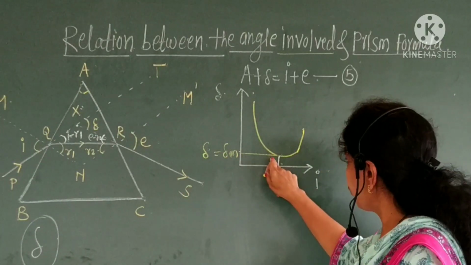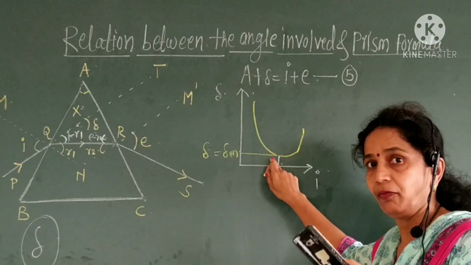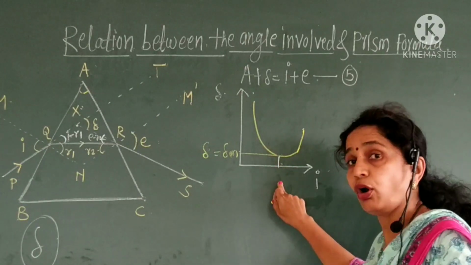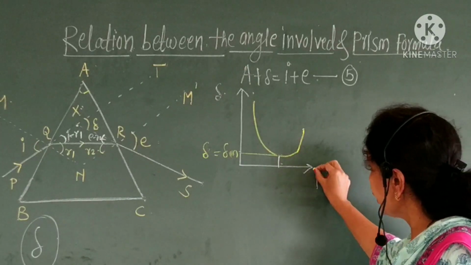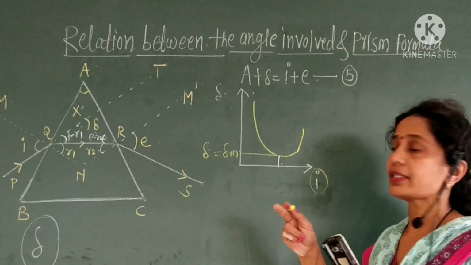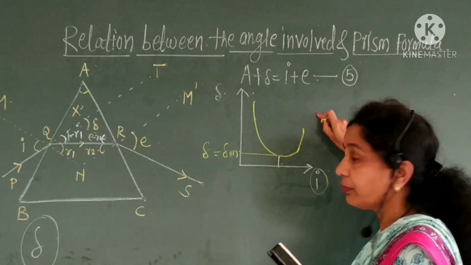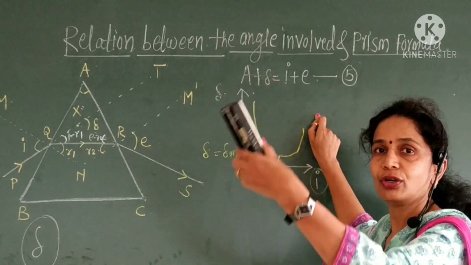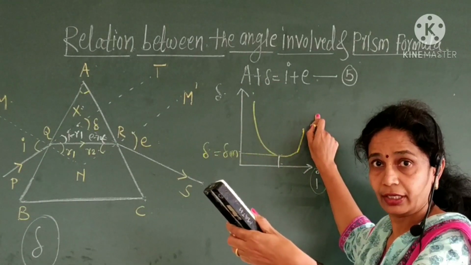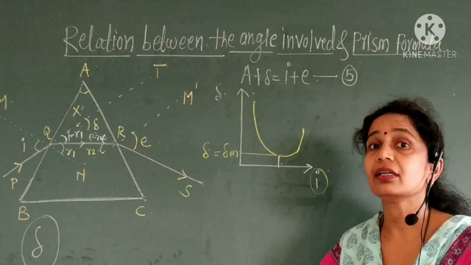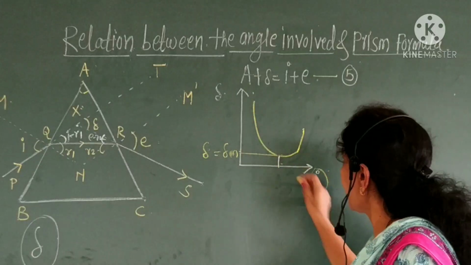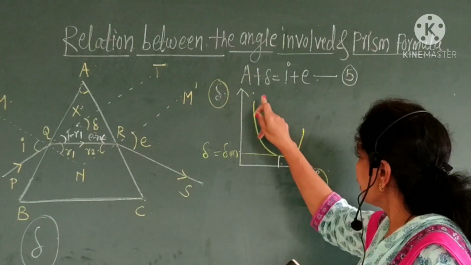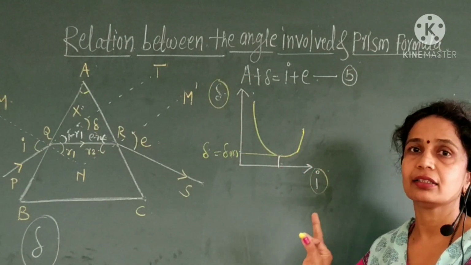Okay, therefore we get the minimum value at a particular value of angle of incident. Then further if we increase the angle of incident, angle of deviation also increases. Okay, हा आपल्याला एक्सपेरिमेंटल रिझल्ट मिळतो. And then if we plot a graph of delta versus I, then the nature of graph is like this.